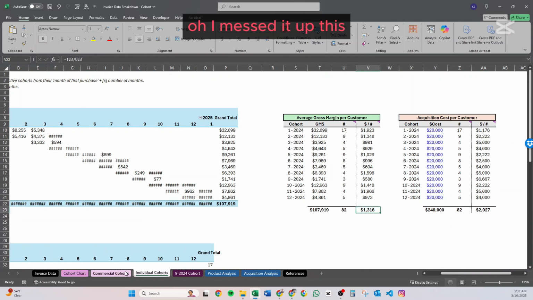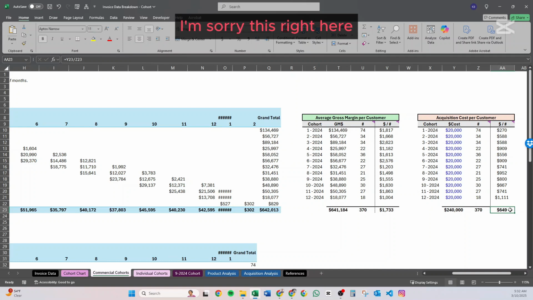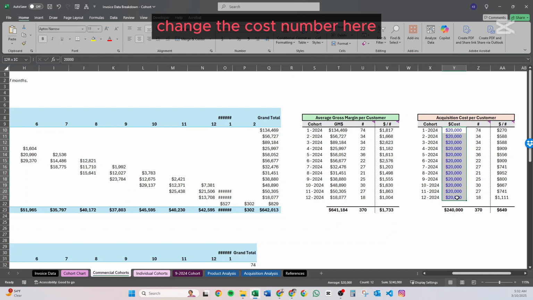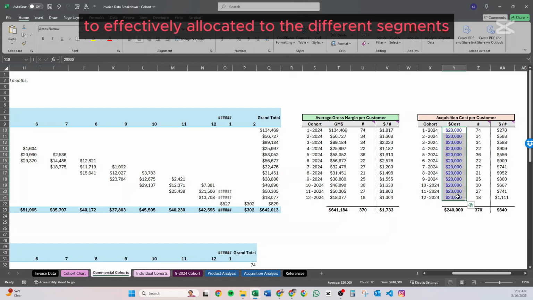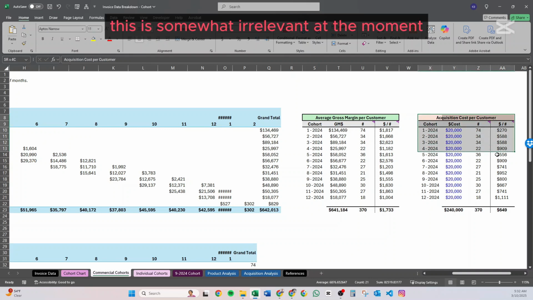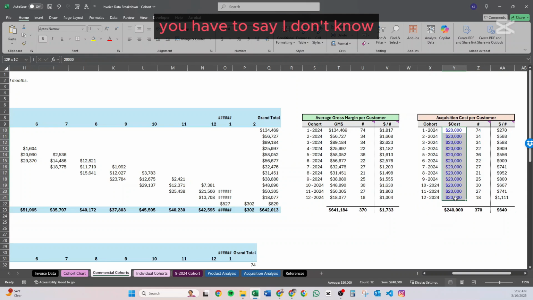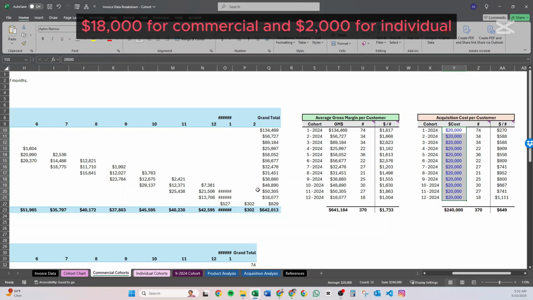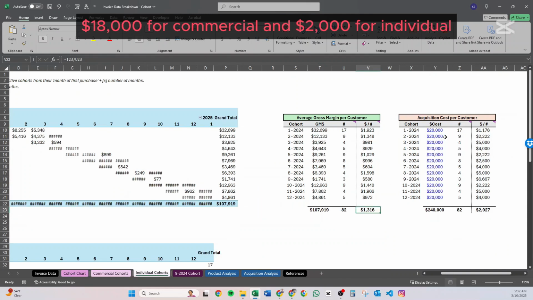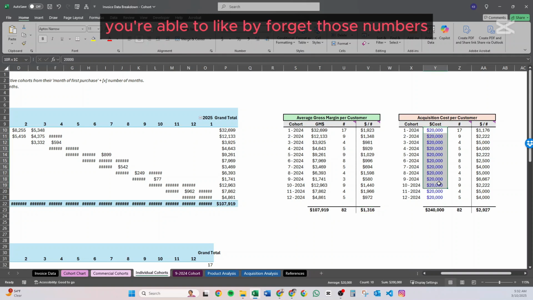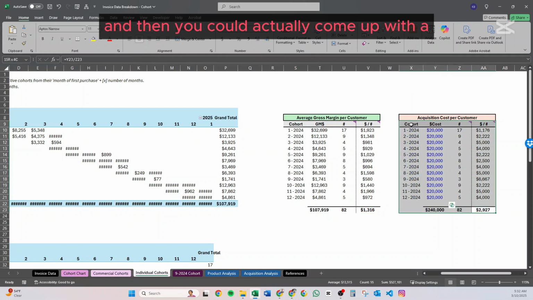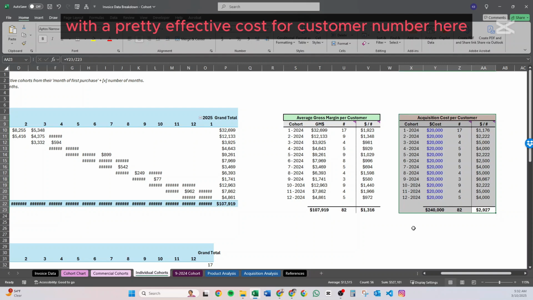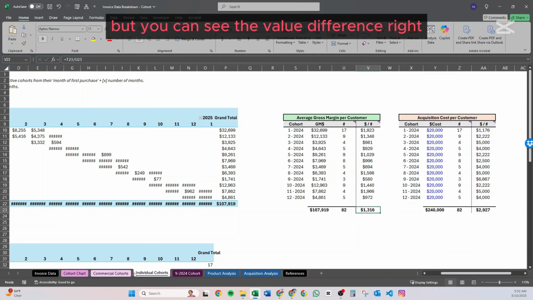Now, oh, I messed it up. This right here, you'd have to change the cost number to effectively allocate it to the different segments, right? So this is somewhat irrelevant at the moment. You'd have to say, I don't know, $18,000 for commercial and $2,000 for individual, or however you're able to bifurcate those numbers. And then you could come up with a pretty effective cost per customer number here. But you can see the value difference, right?